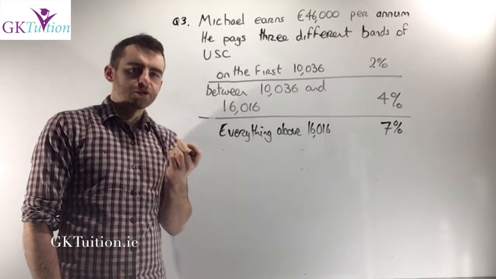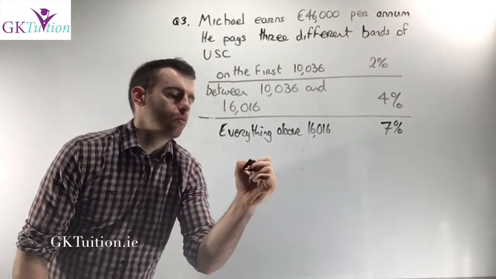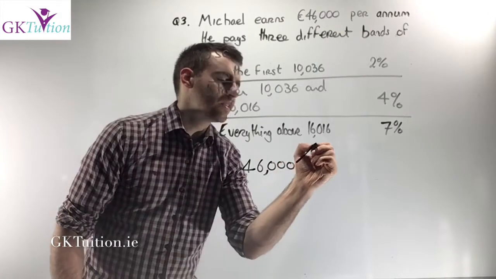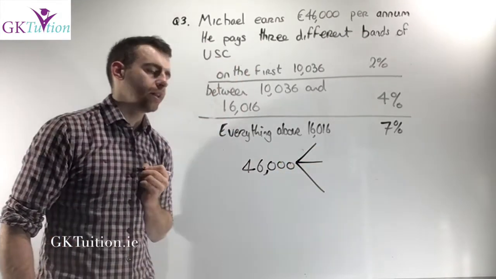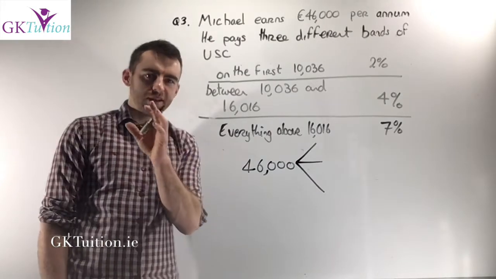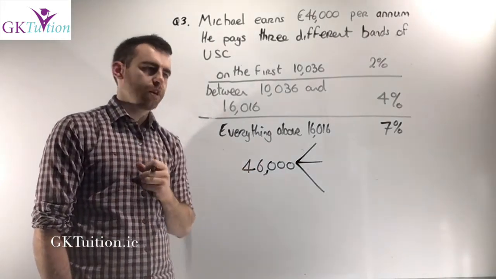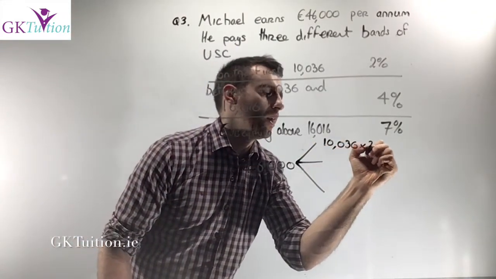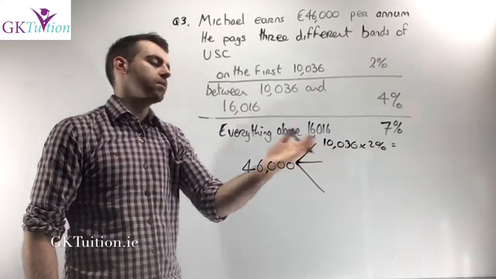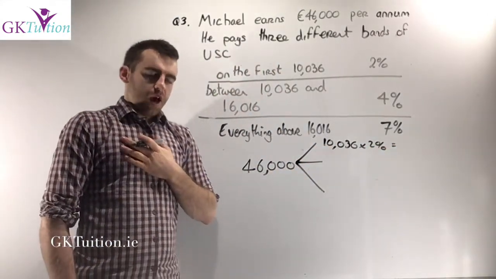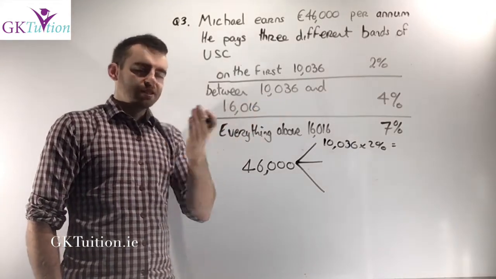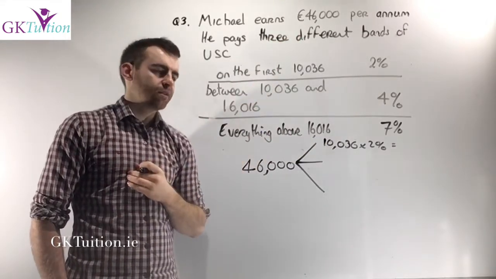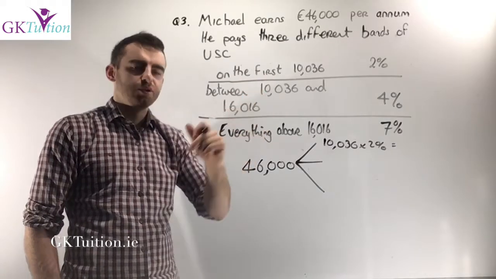In order to do that, I would structure it quite similar to the income tax. I know that Michael's gross income is €46,000. And we need to split this up into 3 different bands. Notice when we were dealing with income tax, we split it into 2 different bands, but now we're going to split it into 3. I know that on the first €10,036 that Michael earns, he's going to pay 2% tax. So I'm going to get 2% of 10,036. On any money that he earns between 10,036 and 16,016, he's going to pay 4%. He's clearly earning way more than 16,016, so he has to pay 4% of everything between these 2.